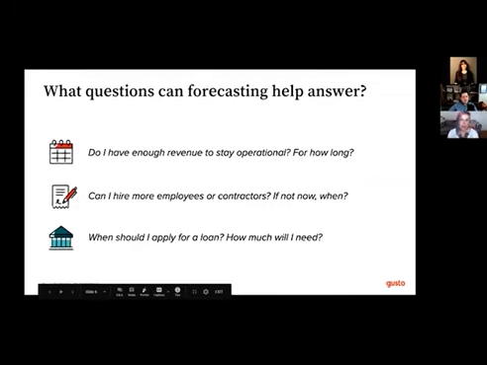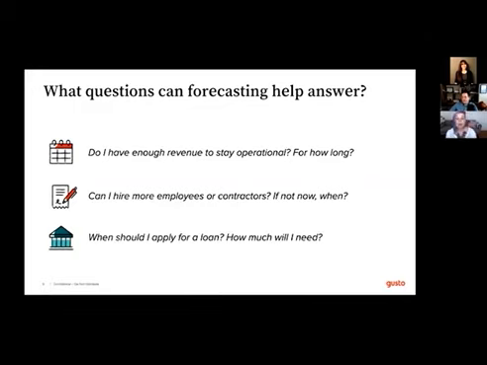Okay, so what are the questions forecasting can help you answer? First is, do I have enough revenue to stay operational? For how long? That last slide, a lot of people are wondering this very question, like how long can I stay afloat in the current economic climate? Cash flow forecasting can help answer that.